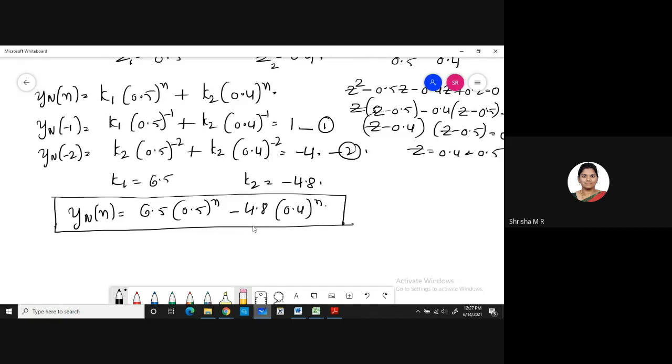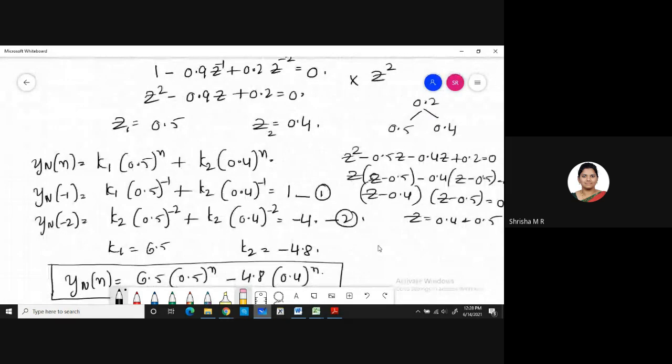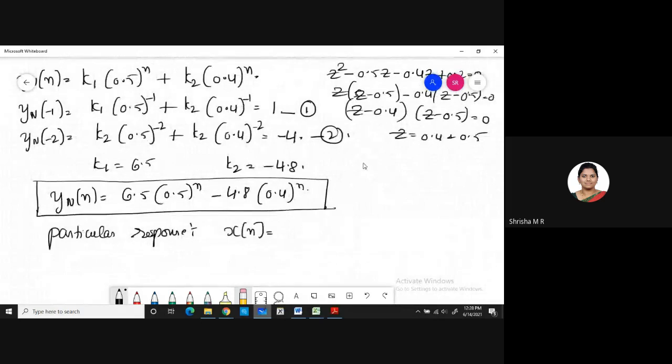Now you find the particular response. The particular response just depends on the input signal x of n. So in this question, what is the input signal? It's 0.5 to the power of n. So what is the form of this? What will be the structure of this particular response?